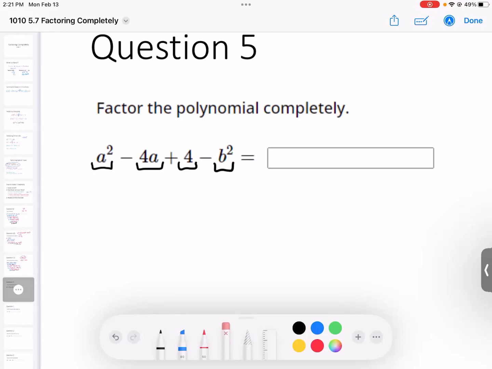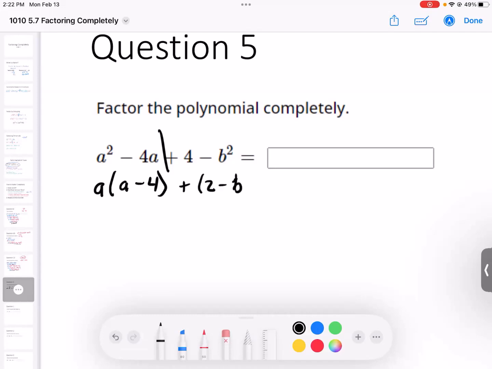Yep, I would want to try factoring by grouping because I have 4 terms, and 4 terms are easy to split into 2 groups. So if I do that, I split them into 2 groups. The first one has an A in common and I get A minus 4. The second one is a difference of squares because 4 is a perfect square, B squared is a perfect square. And so that would factor into 2 minus B and 2 plus B by the difference of squares formula.